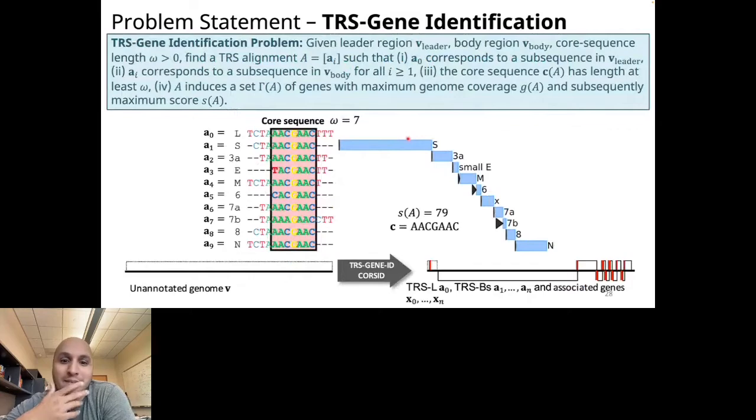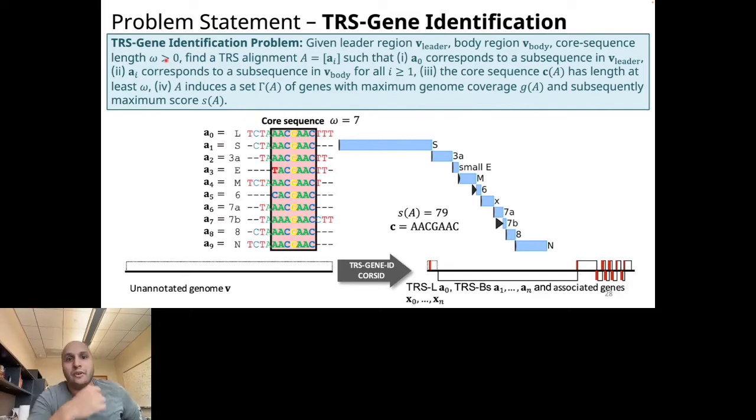And this leads to a really cool problem statement. What we're trying to do here: we're given three things. We're given the leader region, V leader, so we know where A0 is located. I'll talk about that in a minute. It's actually very easy; you can get it using a couple of biological observations. We're also given the body region, so we split this genome into two parts, V leader and V body. And we're also given the length of the core sequence.